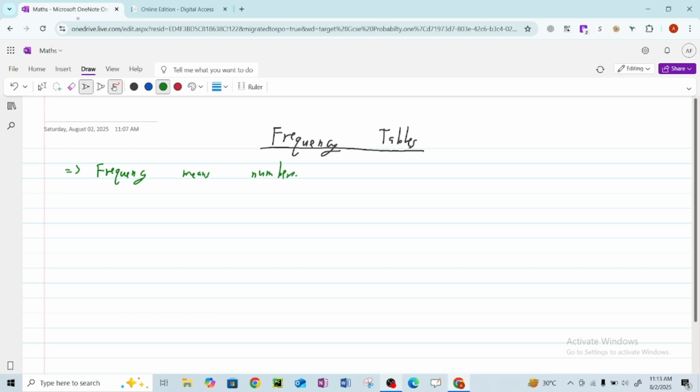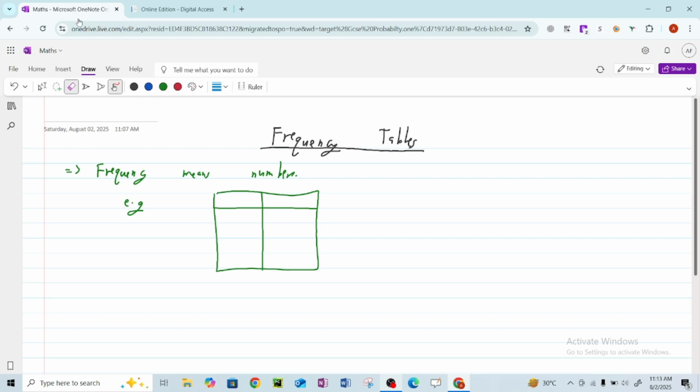Okay, so for example, if I have a table, let me make another column here. Ice cream flavors, and I have frequency. So let's say I have vanilla, I have chocolate, and I have mango.